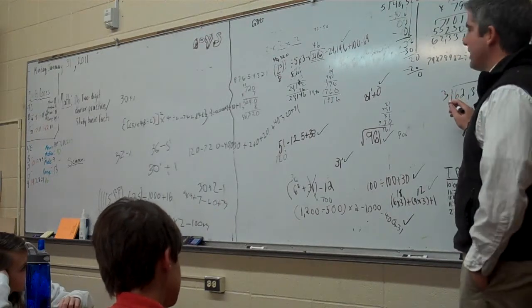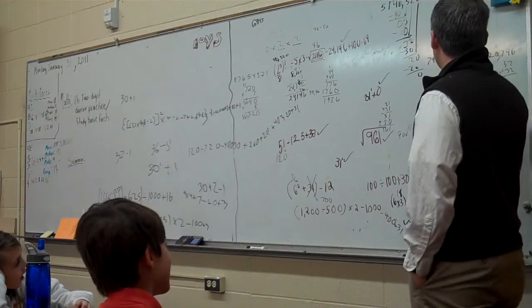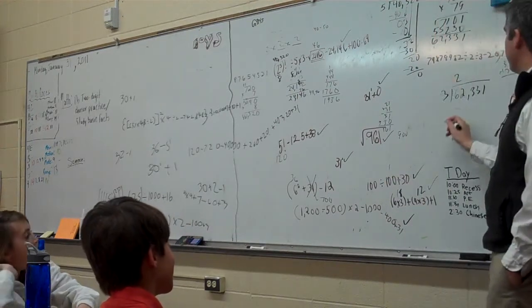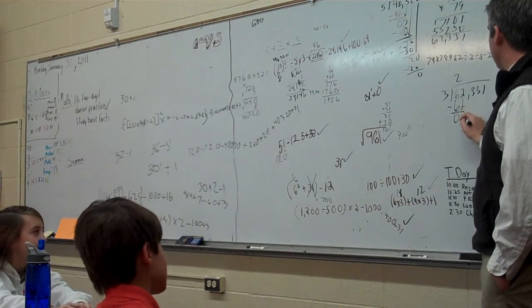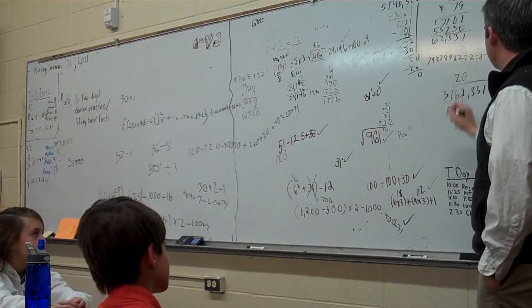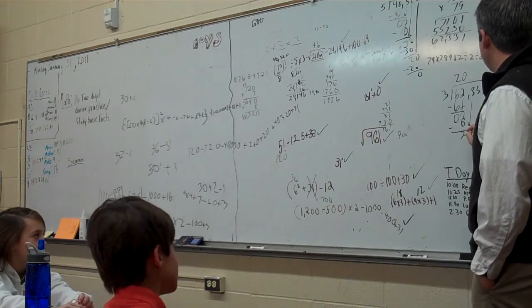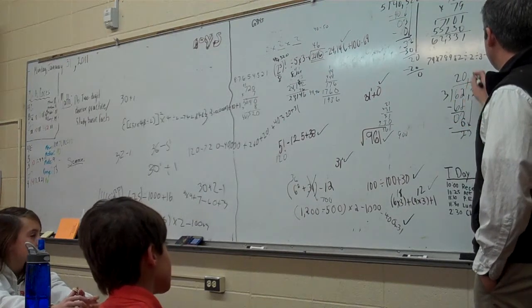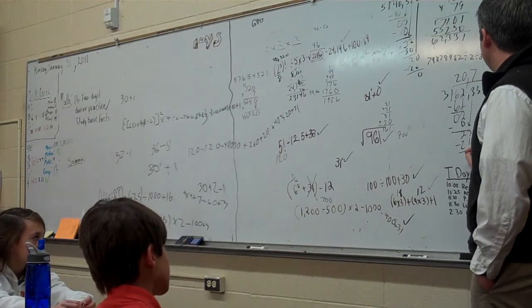So 3 goes into 6 how many times? Twice. I know it's Monday, okay? 3 times 2 equals 6. We subtract, we bring down, we get 2. 3 goes into 2 zero times. 3 times 0 is 0. We subtract, we get 2. Bring down the 3. 3 goes into 23 seven times. 7 times 3 is 21. Subtract, we get 2.